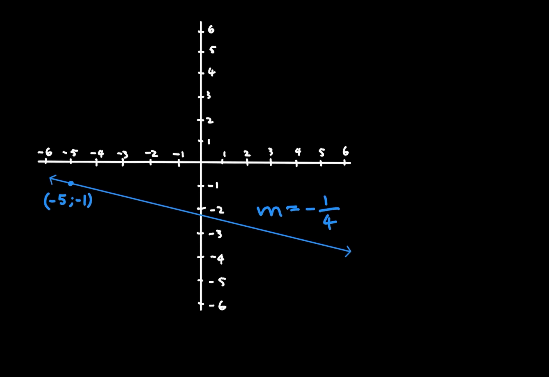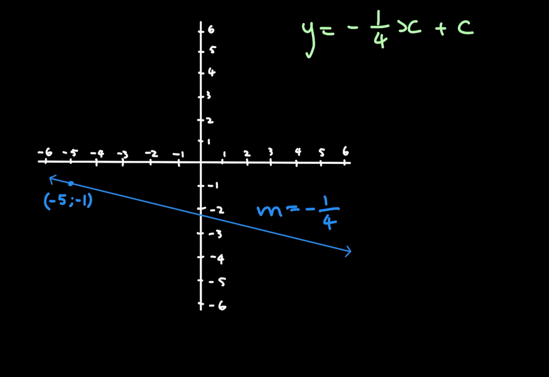And let's do one last example. So here they've given us the gradient. So right away, we can go and write y is equal to -1/4x plus c. And now, usually we'd just go and look and see what the y-intercept is, but it's not so obvious in this example because it's in between 2 and 3, and it doesn't really look like 2.5. It could be -2.25, but it's a bit of a guess, so we'll have to work it out.